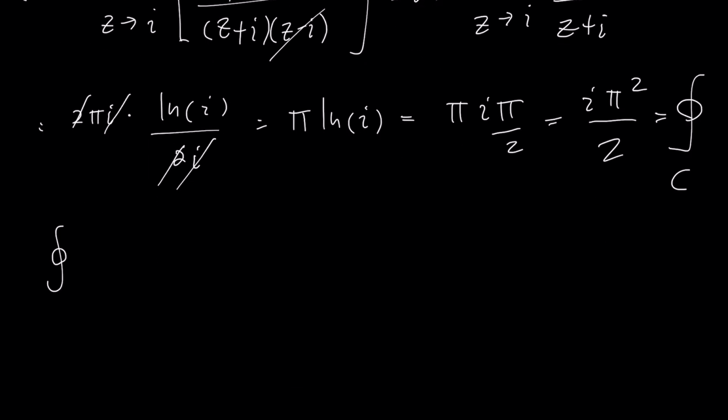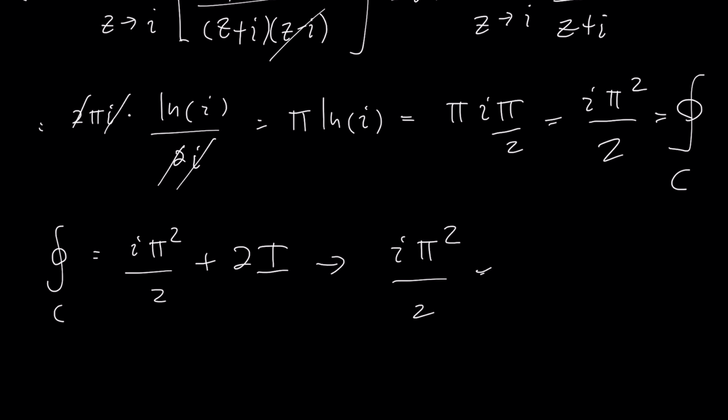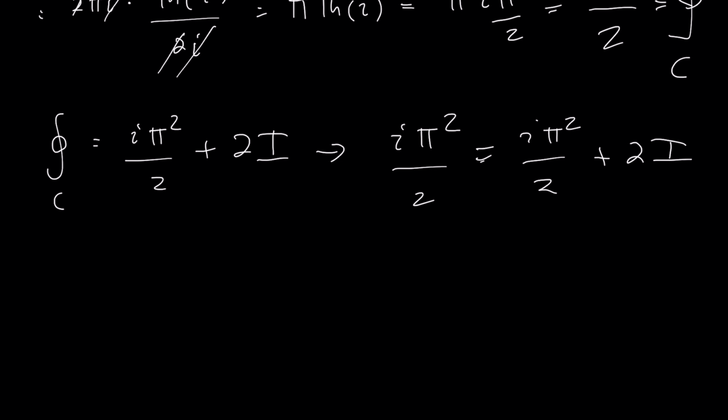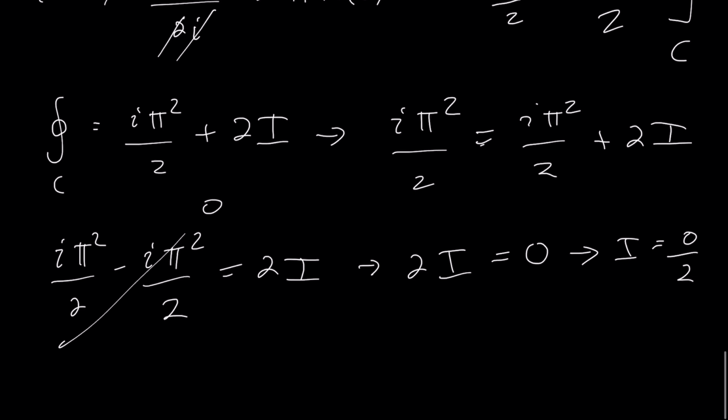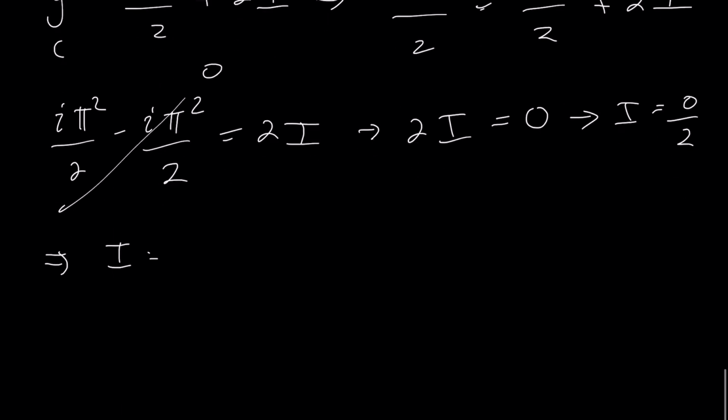So we said the contour integral was i pi squared over 2 plus 2i, but that means that i pi squared over 2 equals i pi squared over 2 plus 2i, and we just have to solve for I, which is our goal integral. So we have i pi squared over 2 minus i pi squared over 2 equals 2 times I, but this clearly goes to 0, so we just have 2I equals 0, which means that I equals 0 over 2, which means that I equals 0.